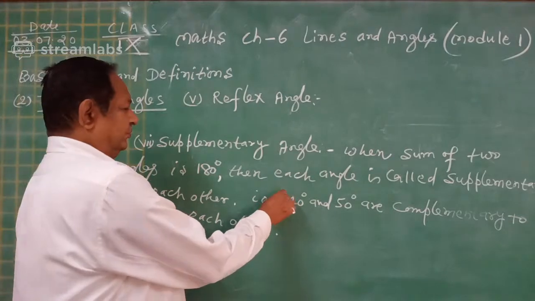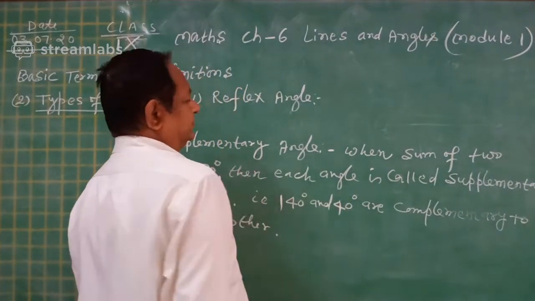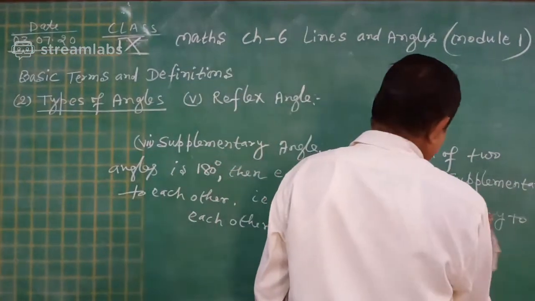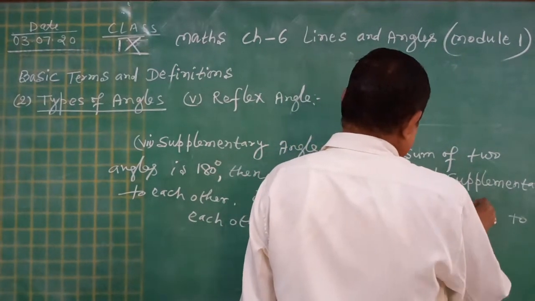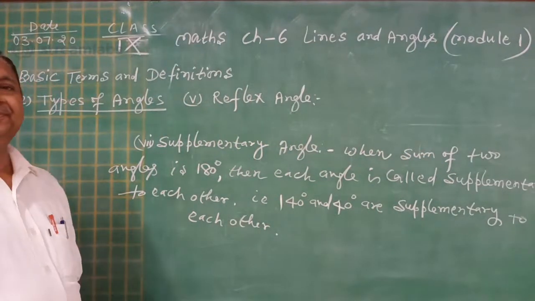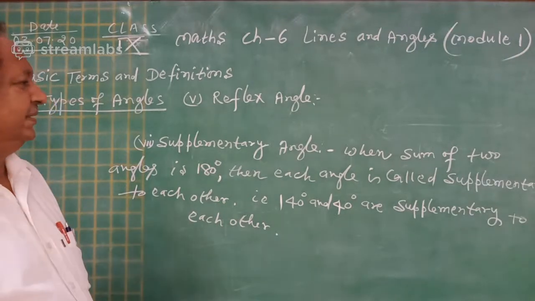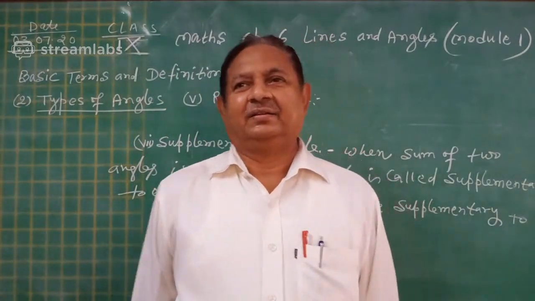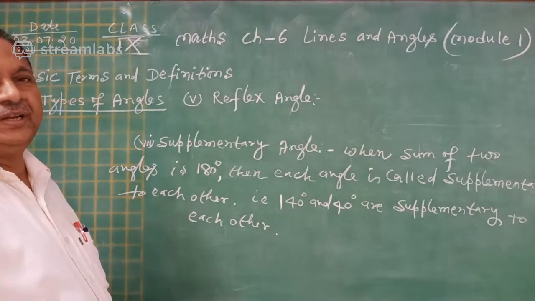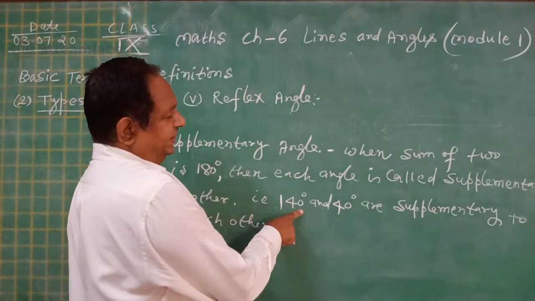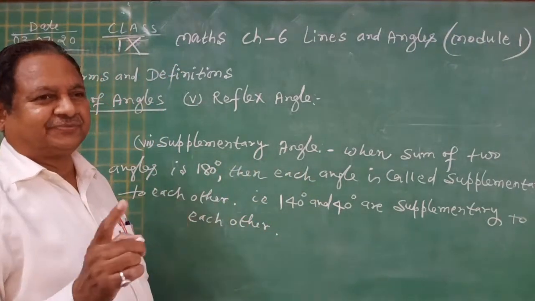That is, 140 degree and 40 degree are supplementary to each other. So when the sum of two angles is equal to 180 degree, then each angle is called supplementary angle. For example, the sum of 140 and 40 is 180. So supplementary of 140 degree is 40 degree. And what is the supplementary of 40 degree? It is 180 minus 40, that is 140 degree.